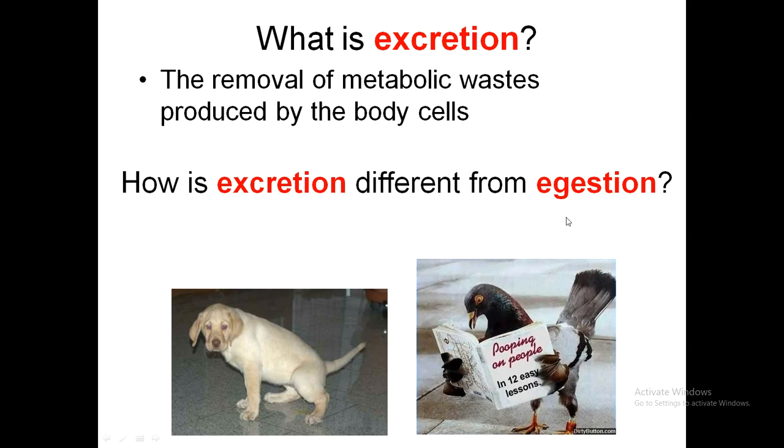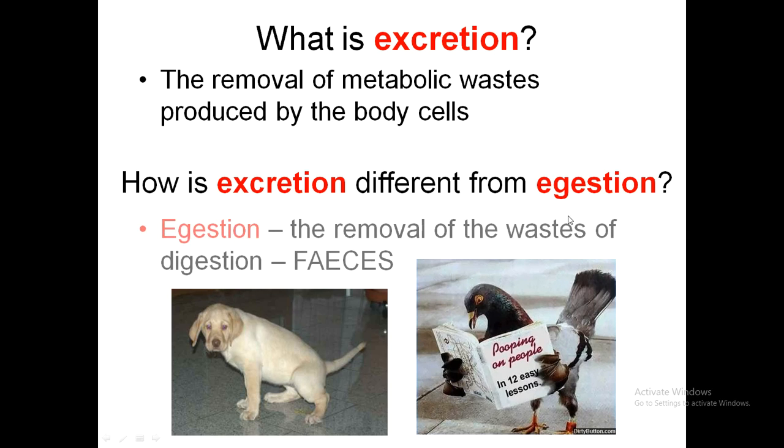How is excretion different from egestion? Egestion is the process of removal of undigested waste particles, or you may call it feces, or the process of defecation. So defecation is not called excretion. Why? Because feces is the undigested waste material produced by the process of digestion, inside the digestive cavity. It is not the product of a cellular mechanism, so it is not called excretion.